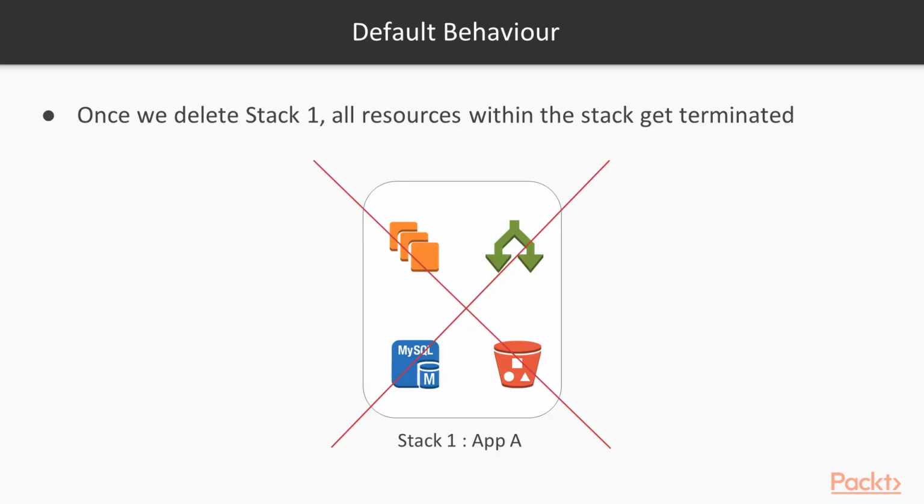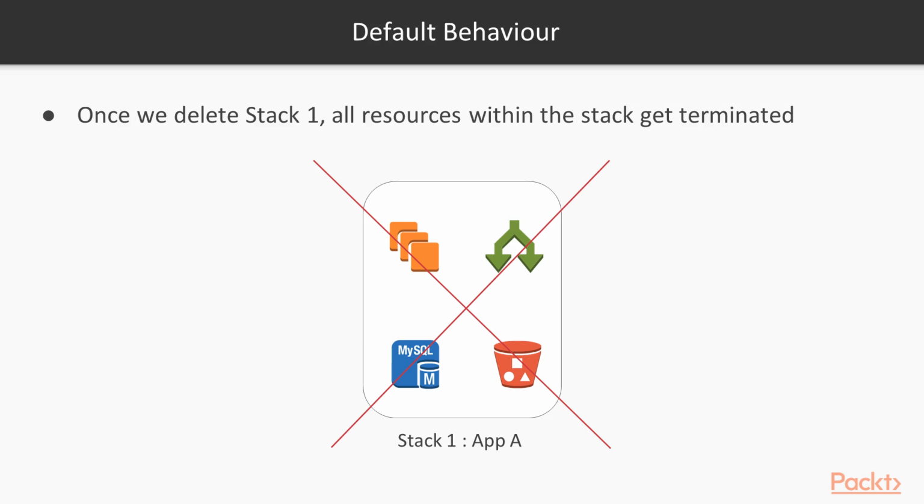Now we were discussing the default behavior of CloudFormation. Let's take an example where we have a stack 1, and within this stack 1 you have an EC2 instance, a load balancer, an S3 bucket and an RDS database. In this default behavior, when you delete stack 1, CloudFormation will delete all the resources which are associated with stack 1. So this is the default behavior.